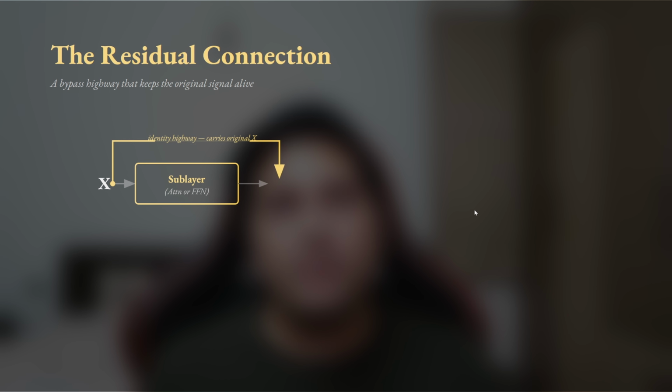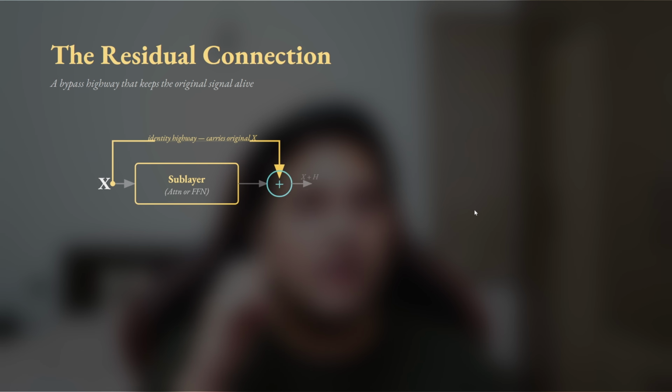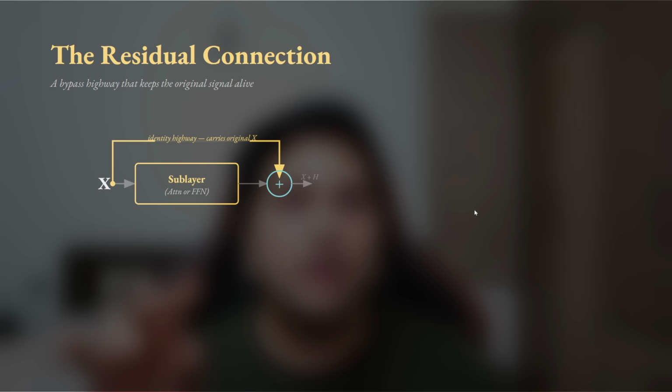Now the bypass comes in, right? The gold arc carries the original X completely untouched across the entire width of the sublayer. The label "identity highway" is an exact mathematical term, by the way. The bypass applies the identity function to X. Whatever X was, that is precisely what arrives at the plus circle. At the plus circle, the only operation performed is X plus H.